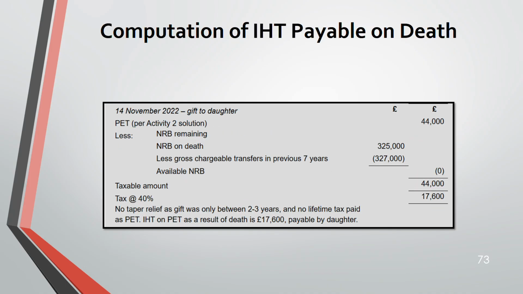Now next one is the gift to daughter. This is as per activity 2. The older thing is now he's dying. Okay, so the nil rate band has already been utilized, so no nil rate band. This is the additional tax at 40%, and no taper relief for the daughter because the donor died within 2 to 3 years. And because it was a PET, there was no lifetime tax paid for this PET. This is the first time it has been taxed, and it will be paid by the daughter.